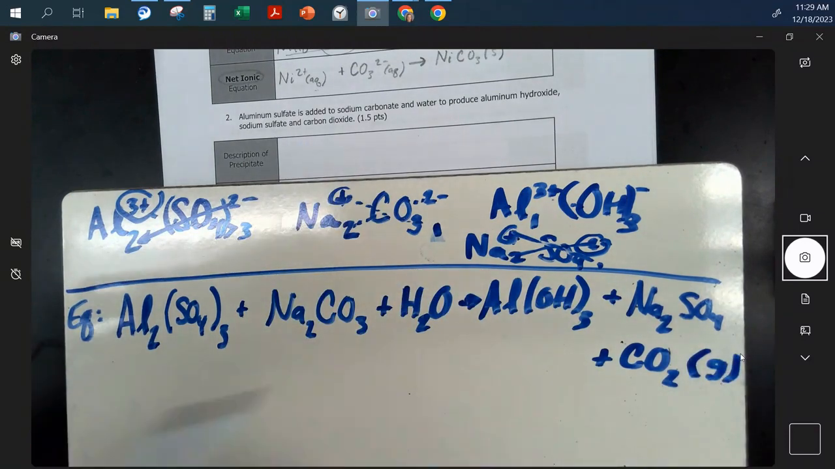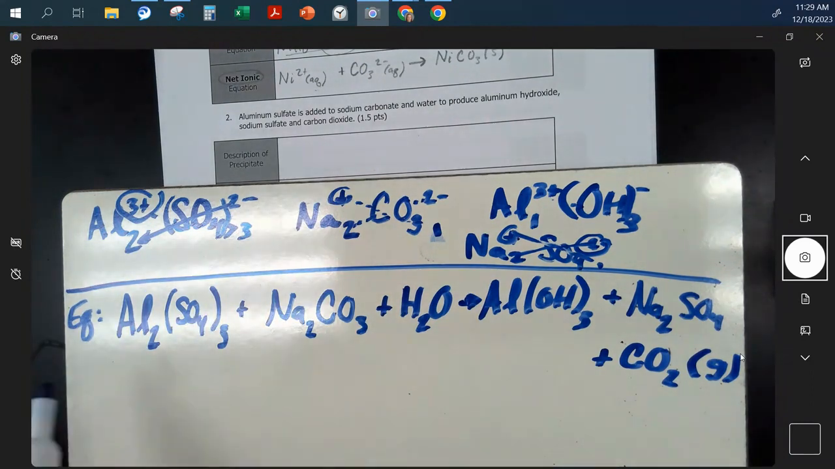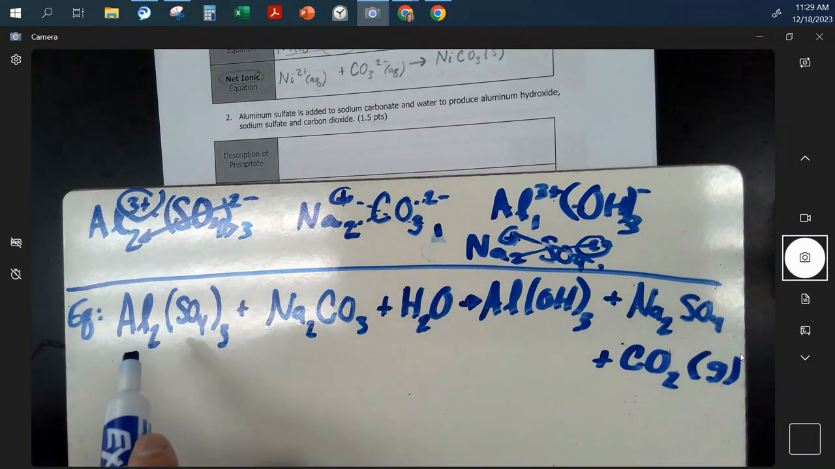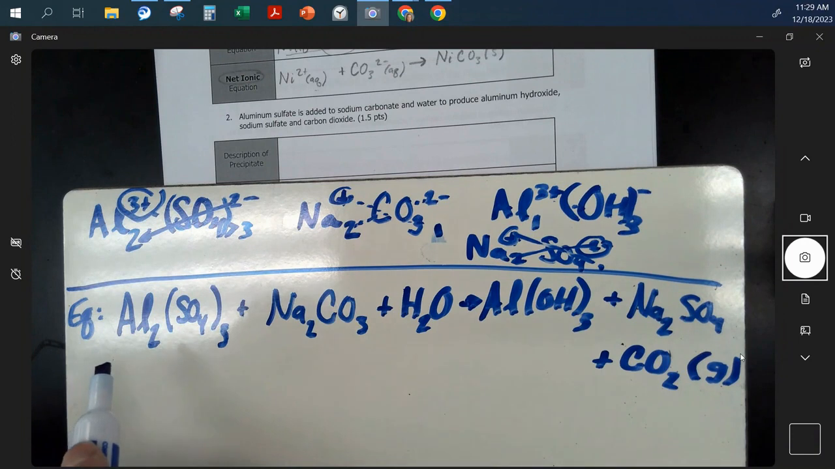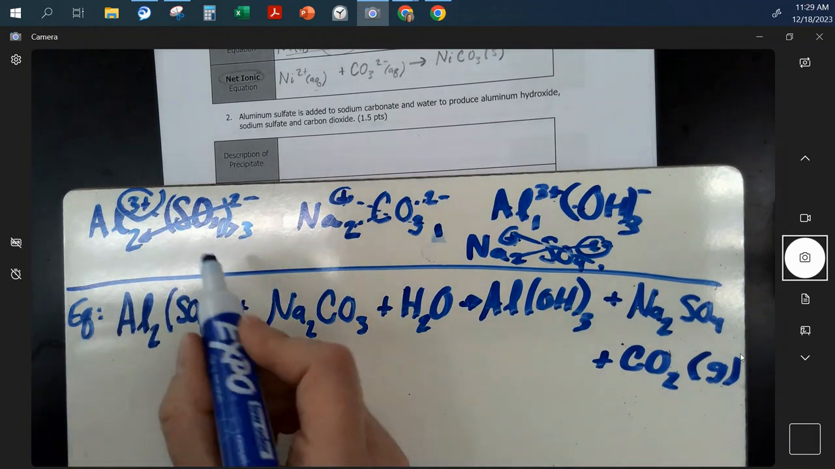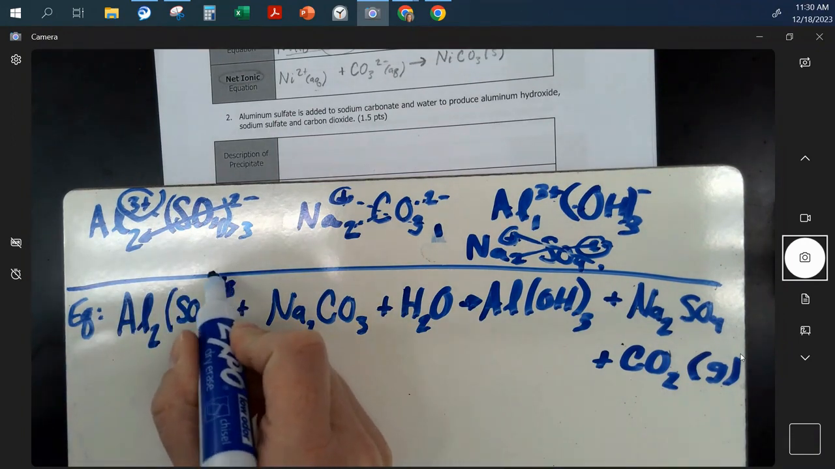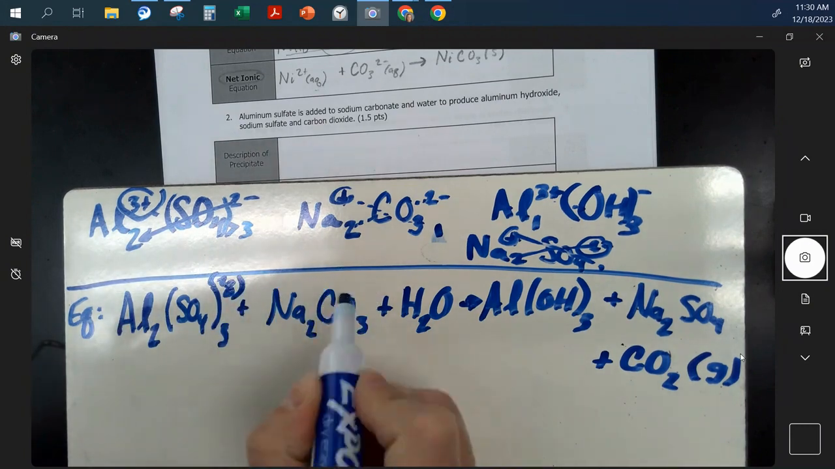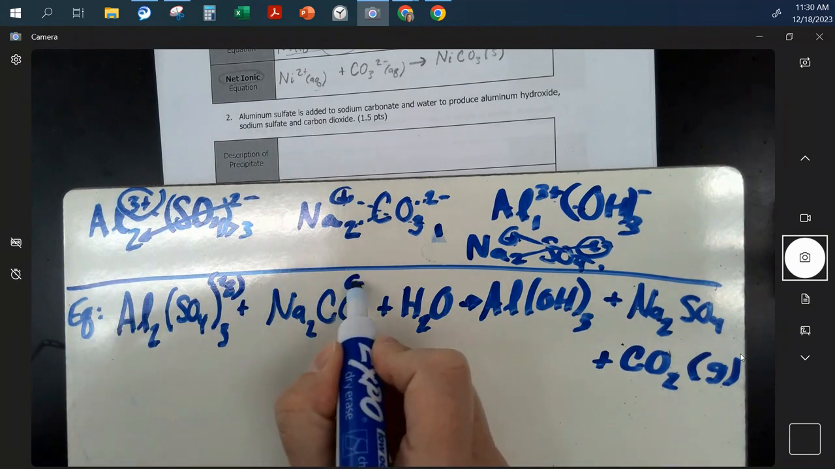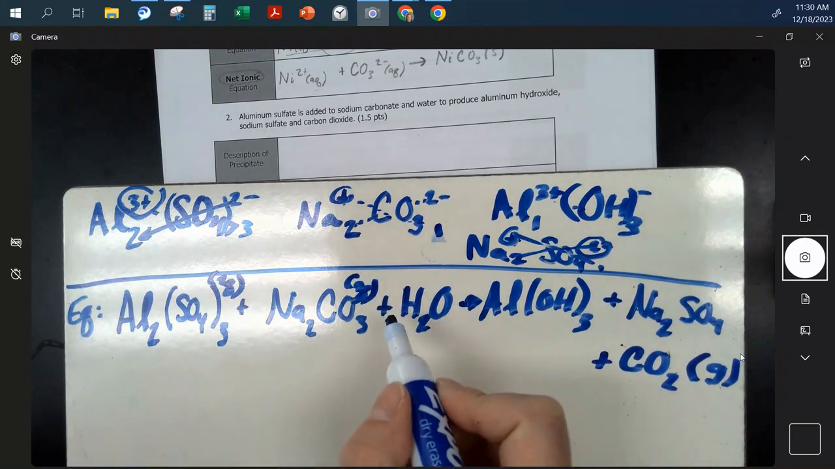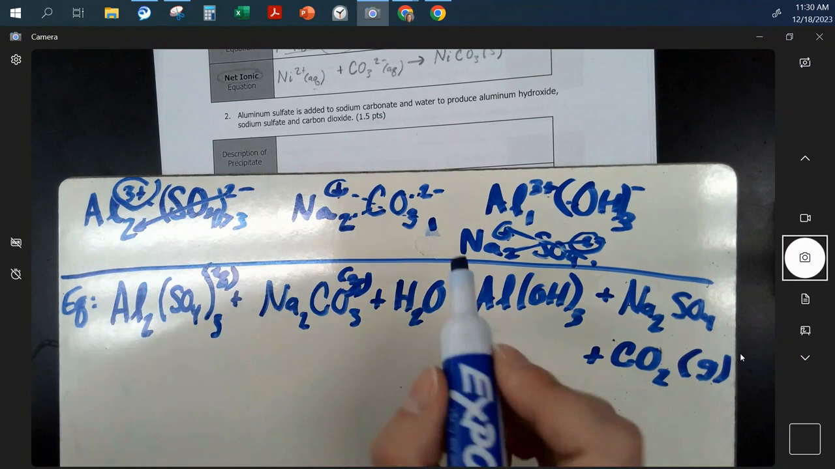Okay, so let's go back through and label all the rest of the phases. Aluminum sulfate was something that we started with. So if we started with it, it's aqueous. Yeah, it's dissolved in water, AQ. If you need to shove them in there somewhere, that's fine. NaCO2 is also aqueous because that's what we started with. Water is not aqueous. That doesn't make sense to say water dissolved in water. It's just a liquid.